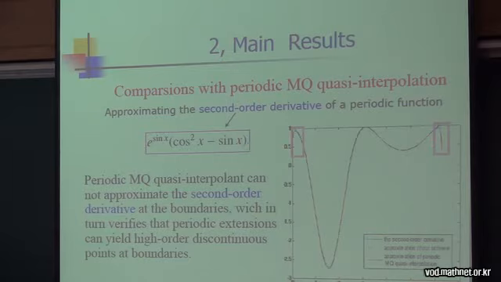This also demonstrates that periodical MQ co-interpolation can't approximate the second order derivative at the boundaries. This in turn also verifies that periodical interpolations can yield high order discontinuous points at the boundary, yielding second order discontinuous points at these two boundaries, as we see.